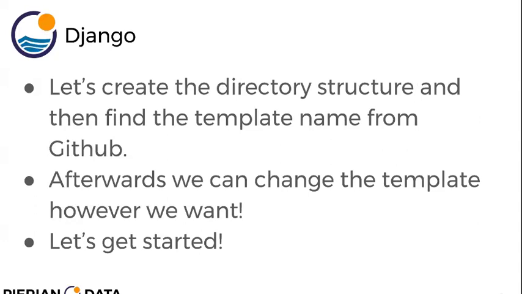So what we are going to do is create the directory structure and then find a template name from GitHub. So we will walk through the whole process. Then afterwards, once we have that template, we are going to essentially copy and paste that HTML file into our code and change the template however we want. So let's get started by jumping over to our editor and setting up the directory structure.